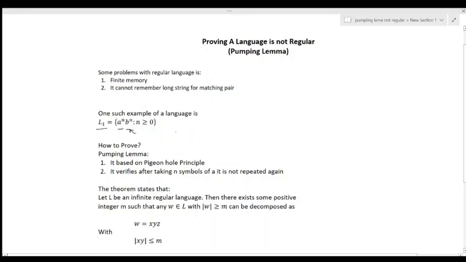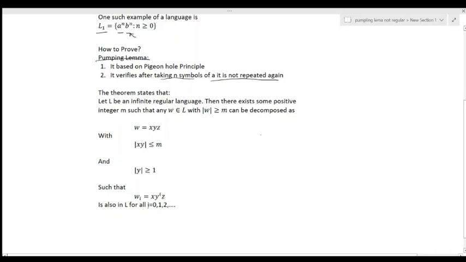So how to prove that a certain language is not regular? It is done using a very popular lemma called the pumping lemma. The pumping lemma is basically based on the pigeonhole principle. It verifies that after taking n symbols, something is repeated again. Okay, so let's see what the statement of the theorem is.